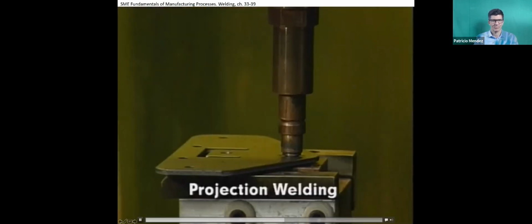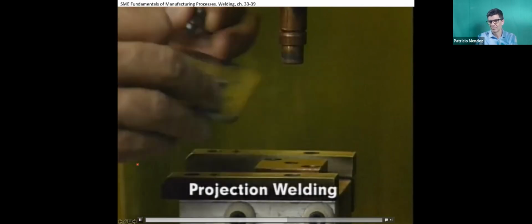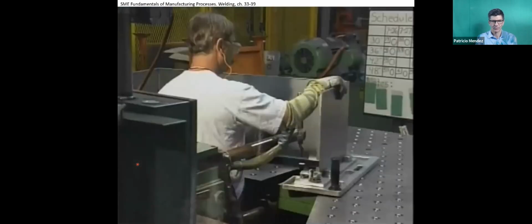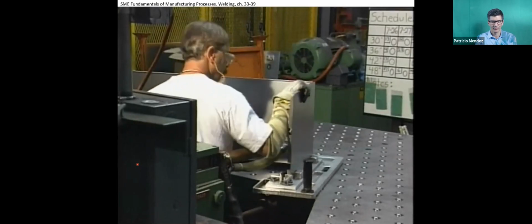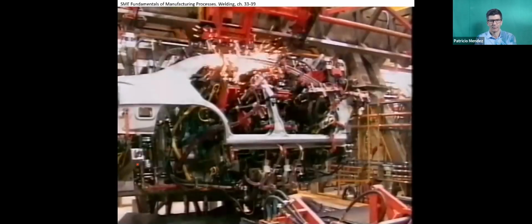In seam welding, coordinated pulses of electric current from rotating wheel electrodes produce a series of overlapping spot welds, resulting in a leak-tight welded joint. In projection welding, the welds are localized at predetermined points by projections, embossments, or intersections. Several points may be welded simultaneously. All resistance welding methods use either semi-automatic or automatic systems.